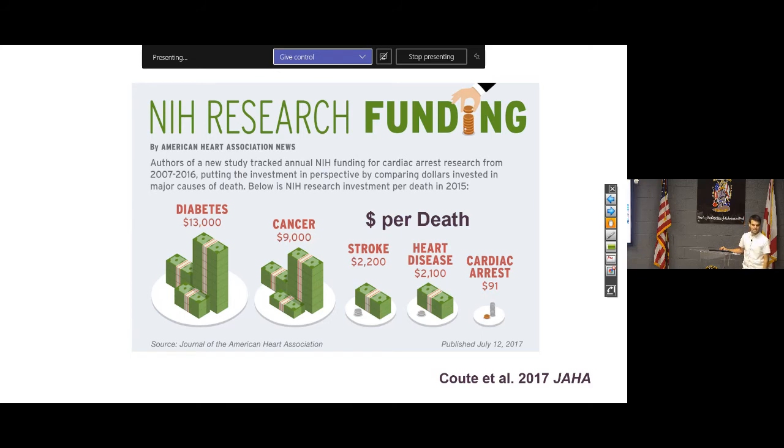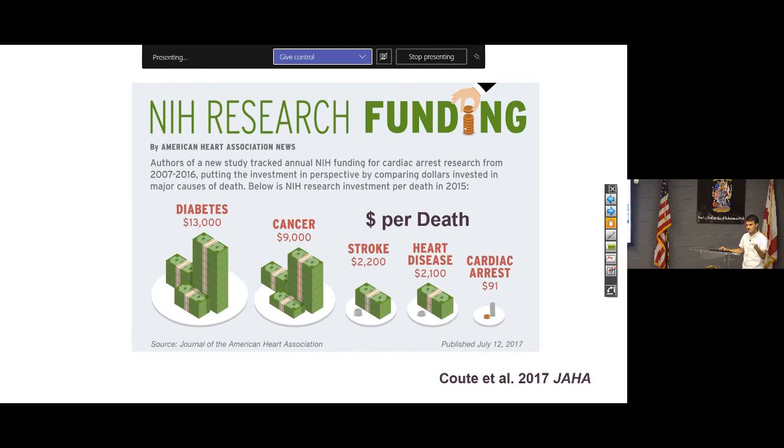If you call the NIH and say, how much money do you put towards MI research, or how much money do you put towards stroke, they'll be able to give you a number. If you ask them, how much money do we invest in cardiac arrest research, it's not tracked. So over a 10-year period, I did a search through NIH, so they're all publicly funded, so every grant is available, and read about 1,500 grants and just categorized them. Is this cardiac arrest or is this not?